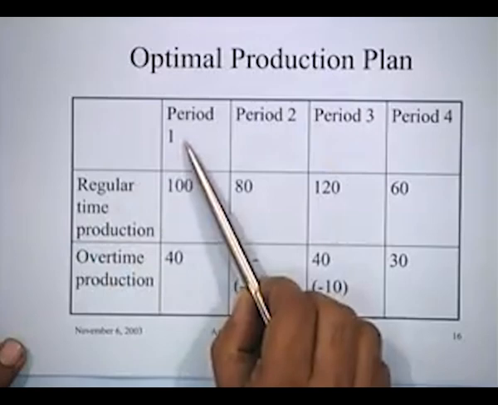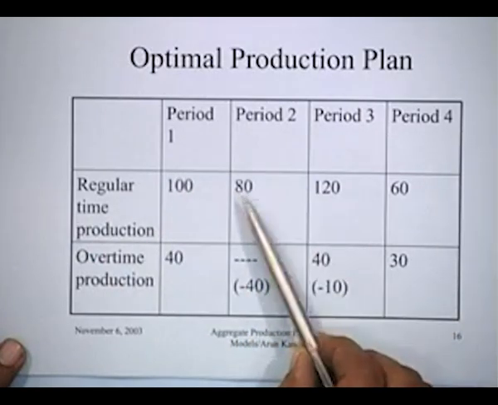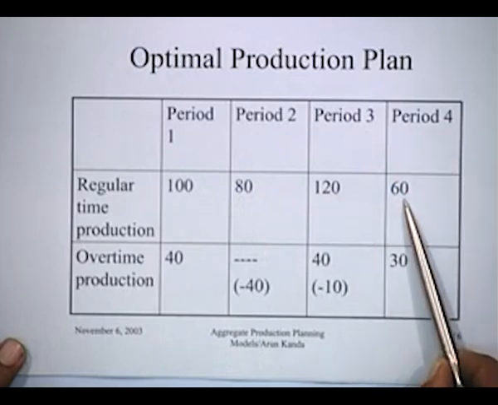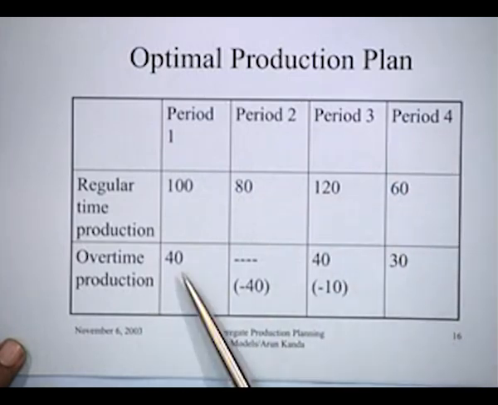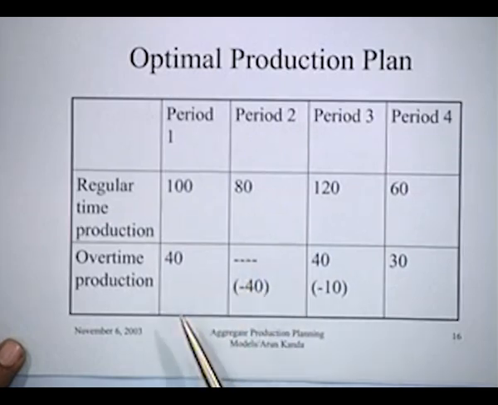You can see, for instance, that the regular time production in the first period will be 100. The regular time production in the second period will be 80. In the third period it is 120, and in the fourth period it is 60. And as far as the overtime production is concerned, it is 40 in this period. There is no overtime production in the second period, so it's minus 40. 40 was the capacity. We are not producing anything on overtime in the second period.